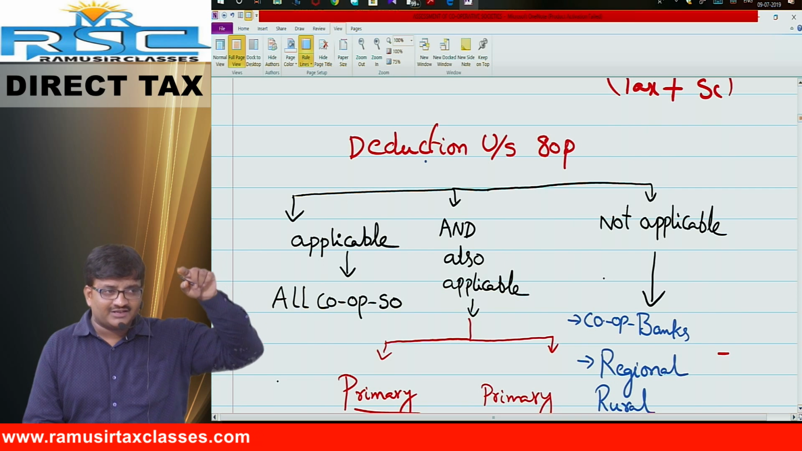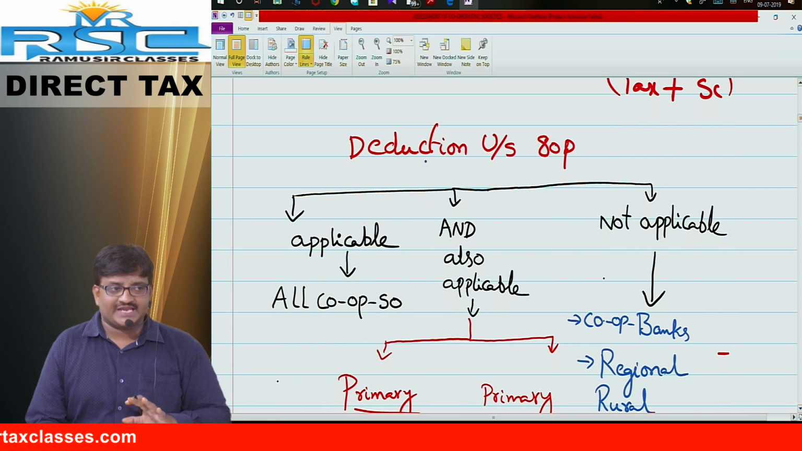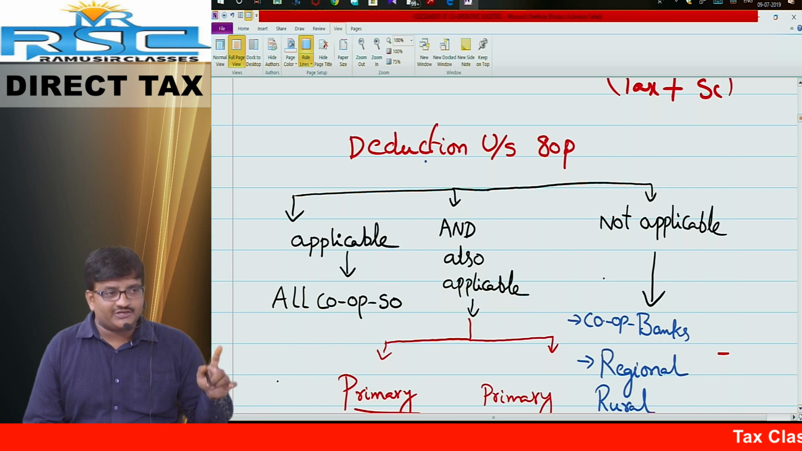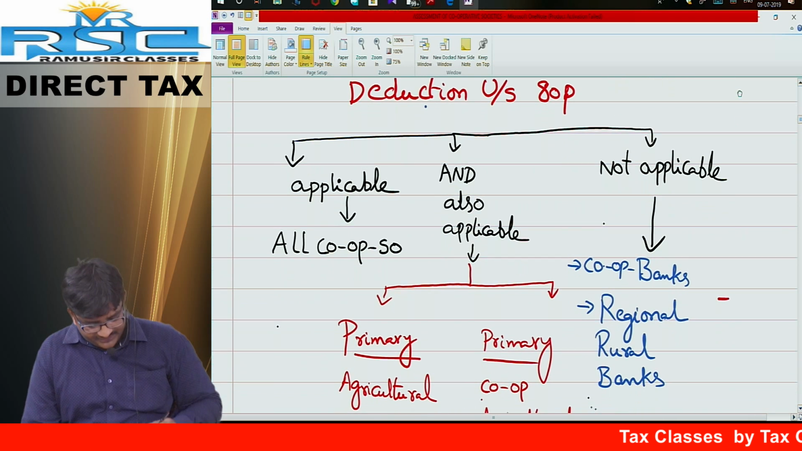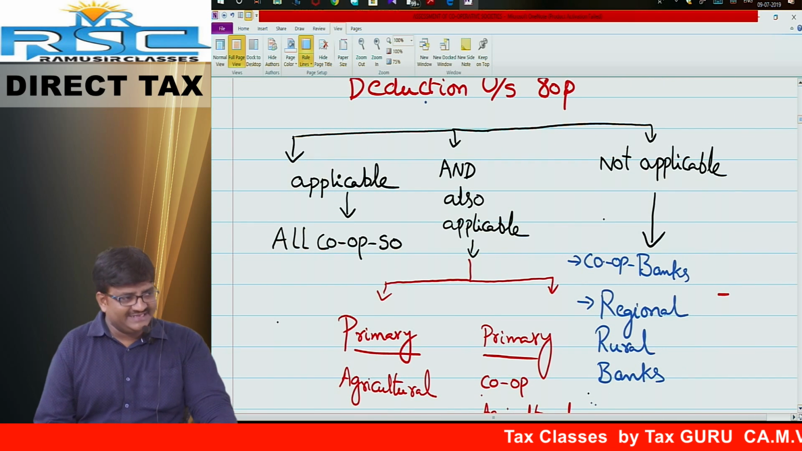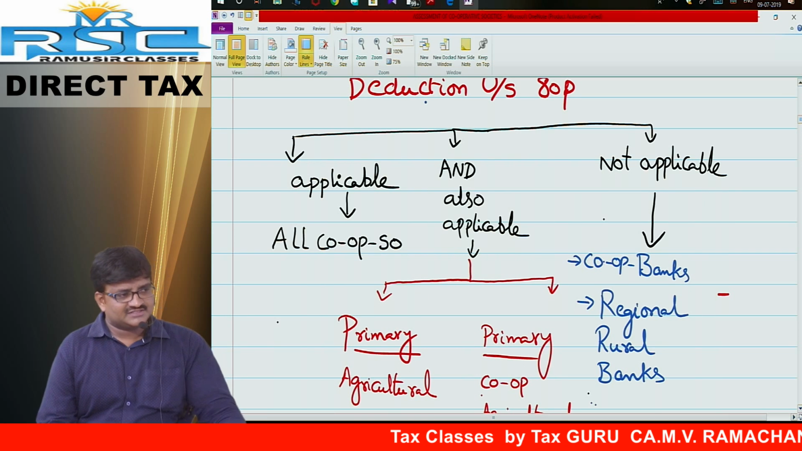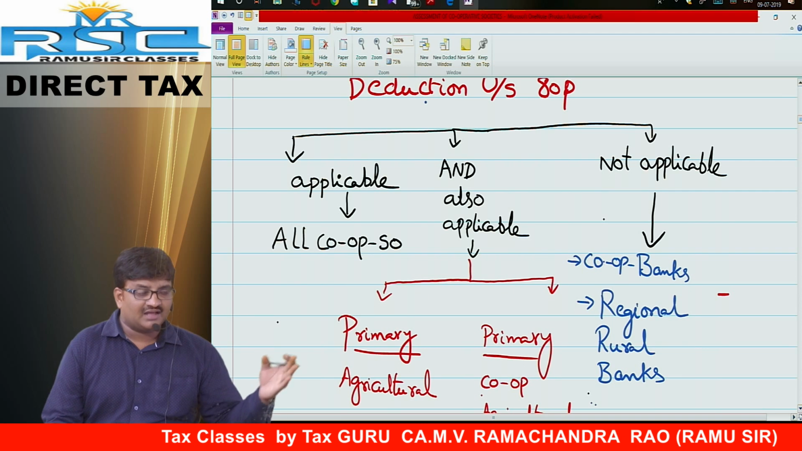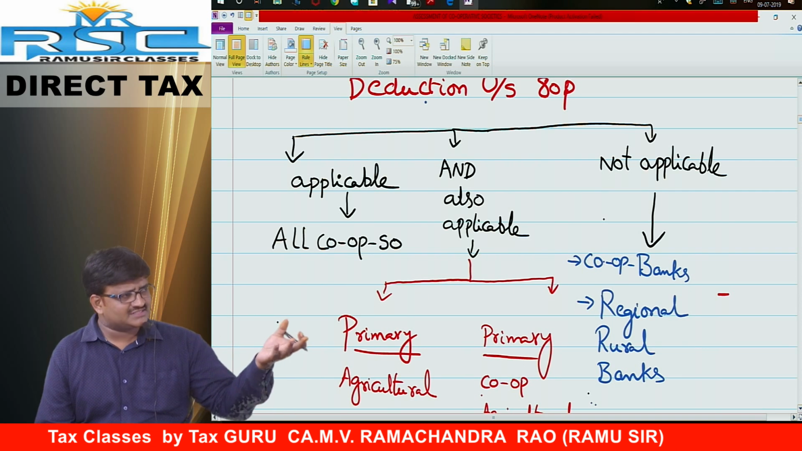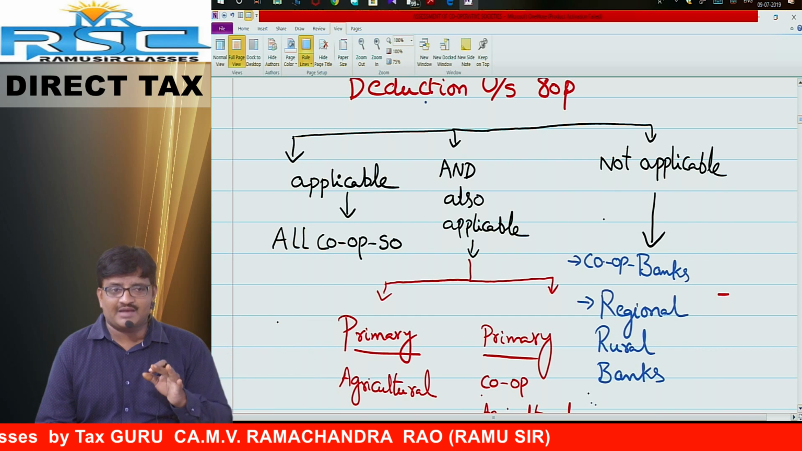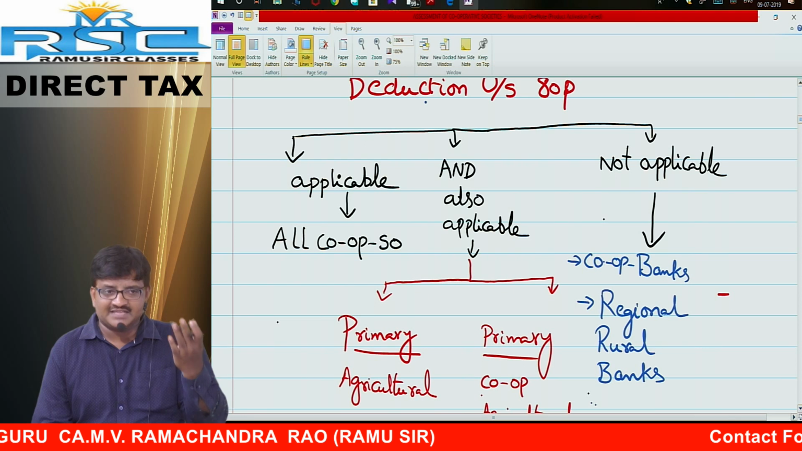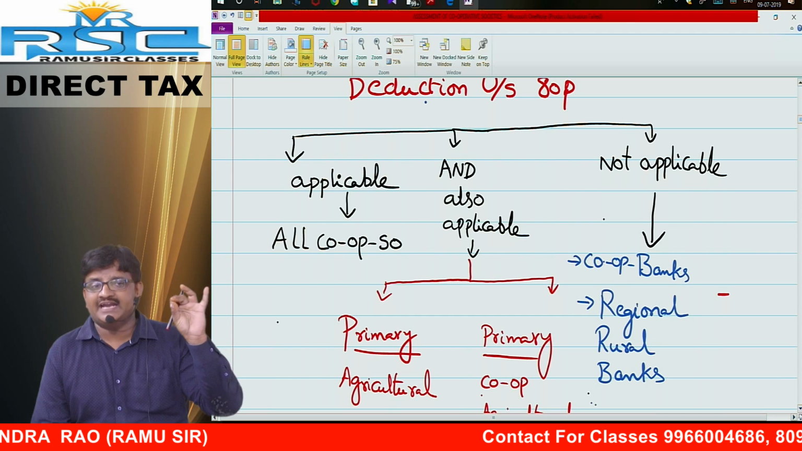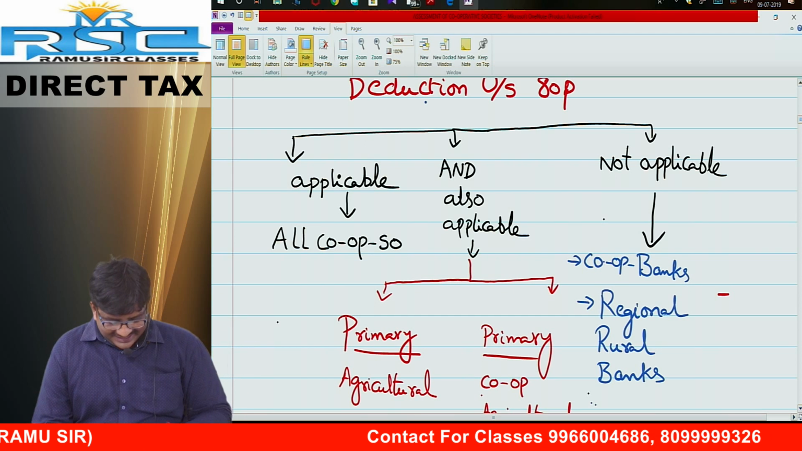Friends, long back, once upon a time, cooperative banks also could claim. As of now, the latest provision is that cooperative banks cannot claim deduction under 80P, as well as regional rural banks. In India, there are so many regional rural banks. Some examples: in Telangana, Deccan Grameena Bank; in Andhra Pradesh, Andhra Pragathi Grameena Bank; and Chaitanya Godavari Grameena Bank. Like this, certain banks are there. In Tamil Nadu also, regional rural banks are there. Friends, no deduction will be allowed under 80P for cooperative banks and regional rural banks.